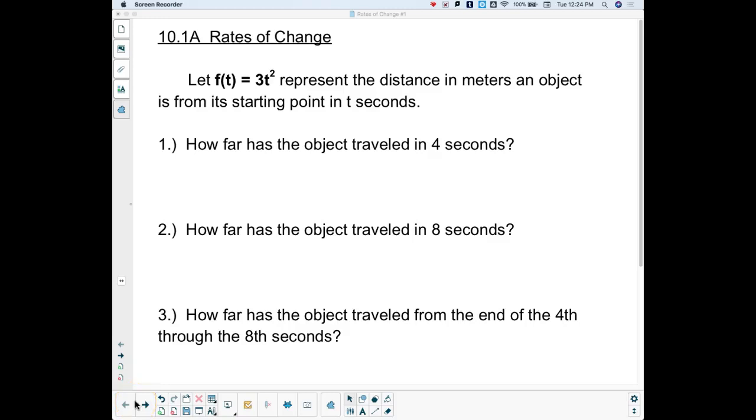Welcome. Today and for the next couple of days, we are going to be dealing with rates of change, which is the first unit of calculus. So that's why we do it. Historically, we've always done it as the last unit of pre-calculus, which then is your first unit of calculus.